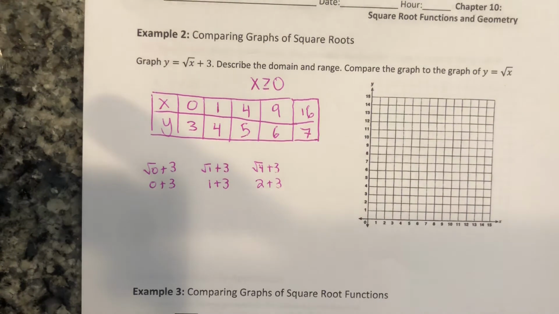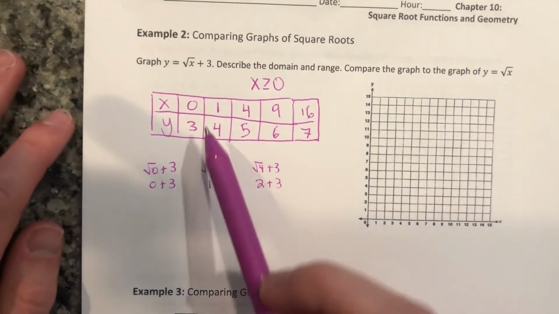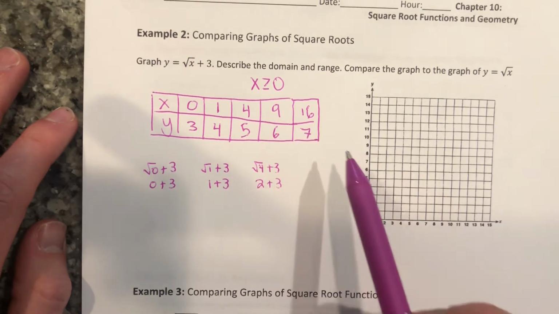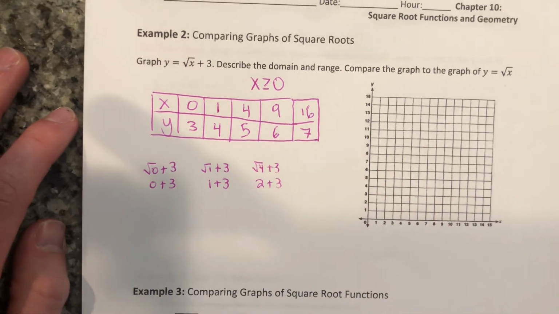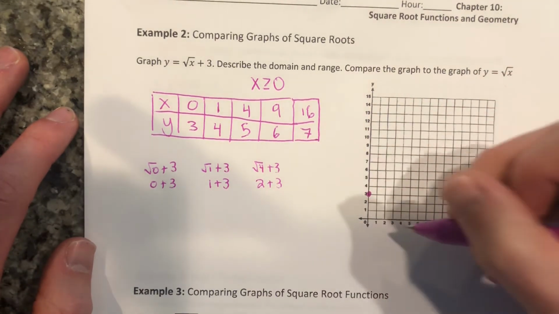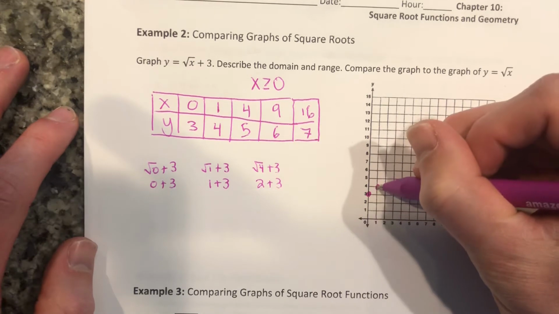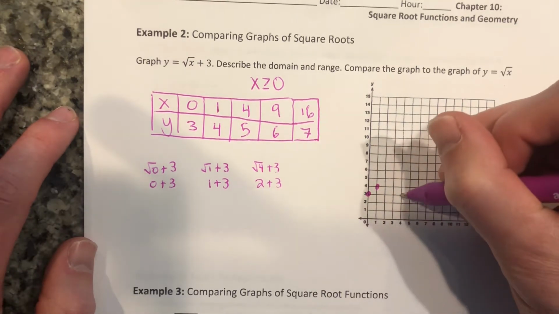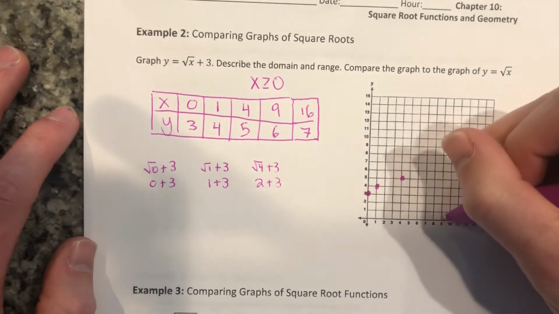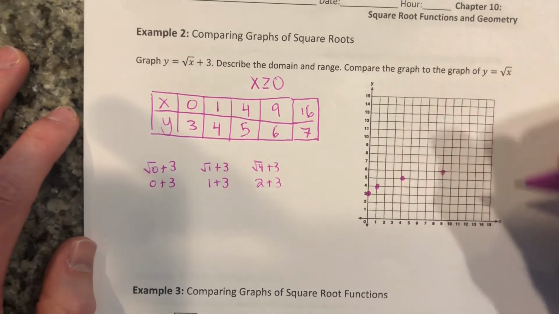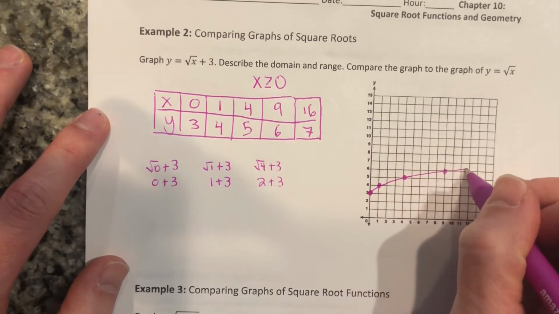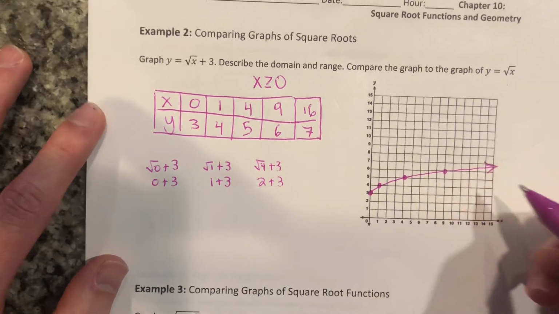And now we have a bunch of values that we can plot, these ordered pairs. 0, 3, 1, 4, 4, 5, 9, 6, 16, 7. I don't know if we can fit all these on here, but let's check. So 0, 3 is right here. 1, 4. 4, 5, 9, 6, and then 16 is off, so we can't really plot that last one. But you see it does take that shape. It starts to taper off a little bit there.